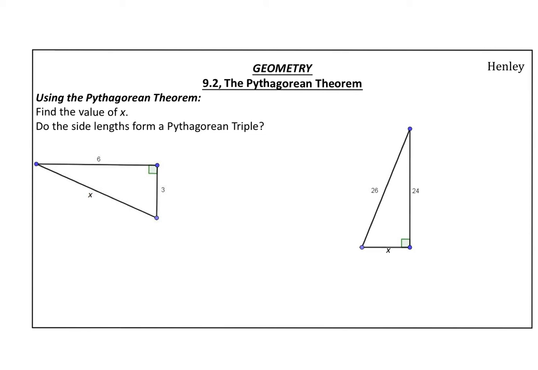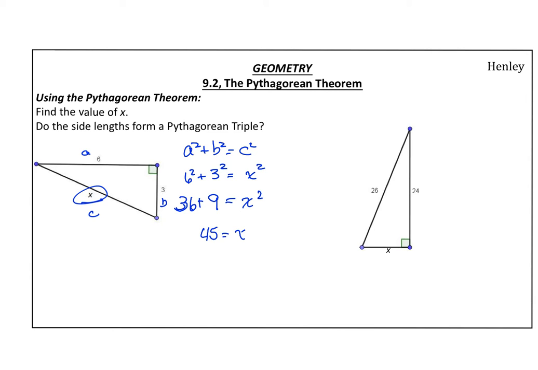Now we're going to use the Pythagorean theorem to solve for x. We have a squared plus b squared equals c squared. A is going to be side 6, and b, its measurement is 3. C is going to be x. So we substitute these values. We have 6 squared plus 3 squared equals x squared. 3 squared is 9. 6 squared is 36. 36 plus 9 is 45 equals x squared.